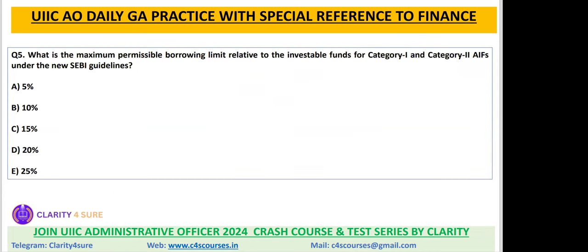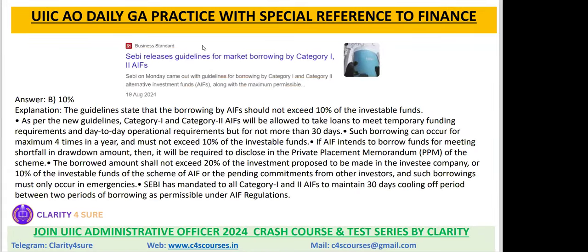Now moving on to the next question. What is the maximum permissible borrowing limit relative to the investable funds for category 1 and category 2 alternative investment funds under the new SEBI guidelines? The answer here is 10%. Let's discuss what these guidelines say. SEBI has released new guidelines for category 1 and category 2 AIFs, saying that they can borrow money, but the borrowing limit is up to 10% of the investable funds.